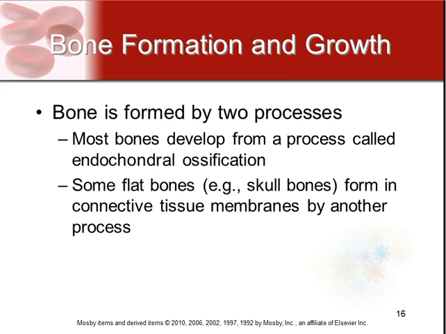So bone is formed really by two different processes. Most bones are developed by a process called endochondral ossification. And some flat bones, though, are actually formed in connective tissue membranes by another process. I don't really expect you to know a whole lot of that. Ossification is actually just the calcification. It starts out from your growth plates being a form of cartilage, and we're slowly going to add layers of calcium and bone matrix to that.